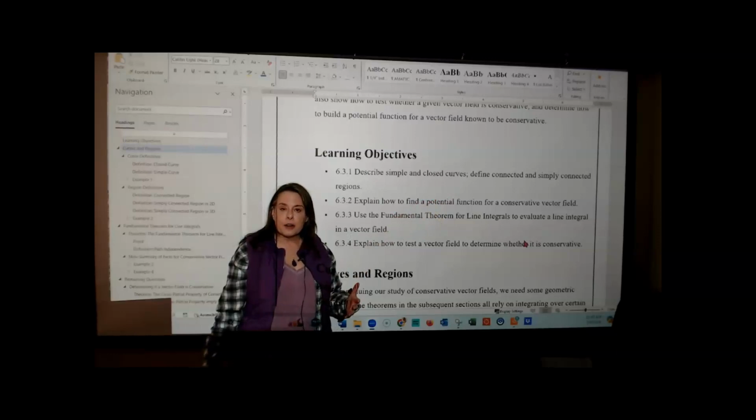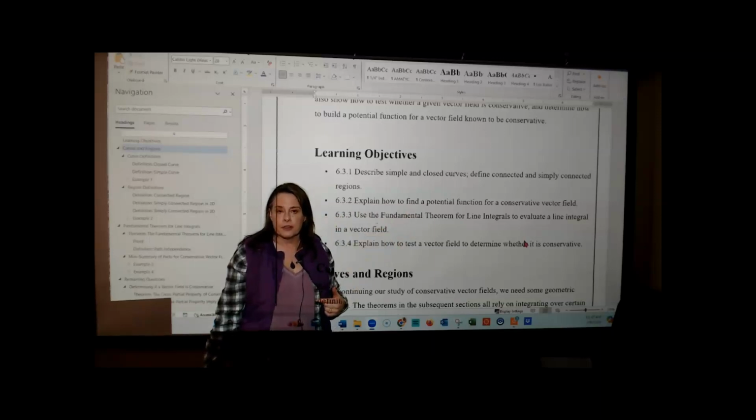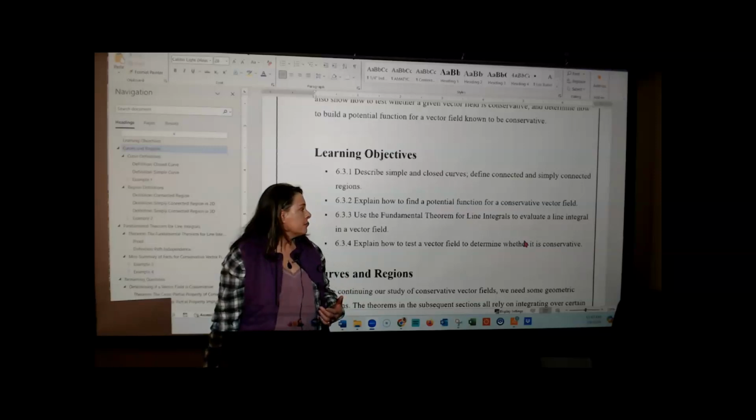When we're talking about a curve, we're talking about something that looks like a wire in either two-dimensional or three-dimensional space. When we're talking about a region, we're talking about a subset of either R2 or R3. In other words, a two or a three-dimensional region.